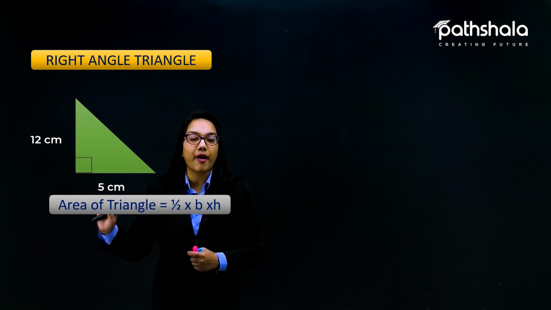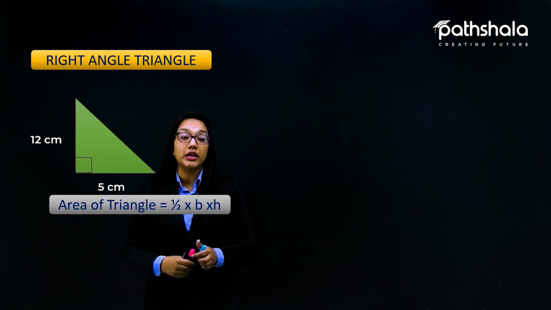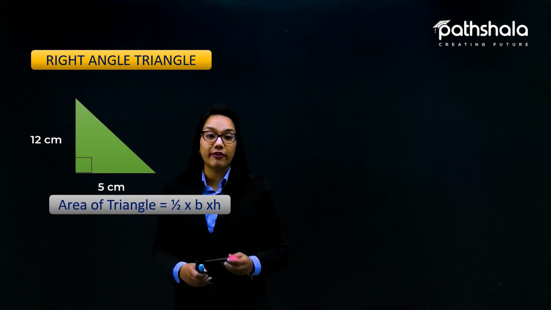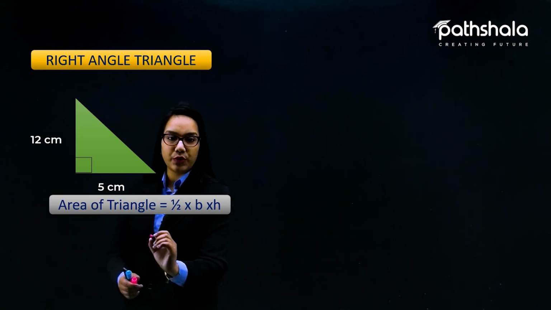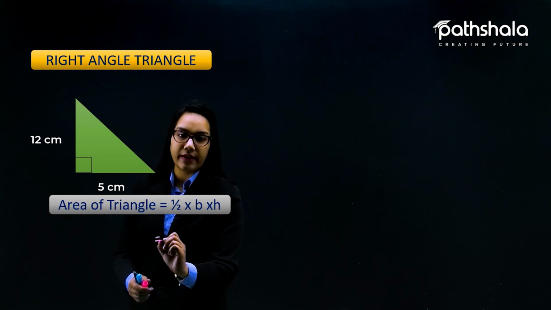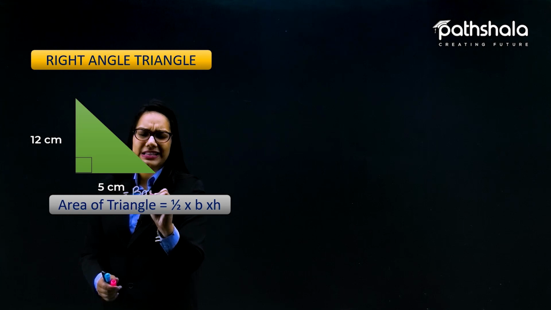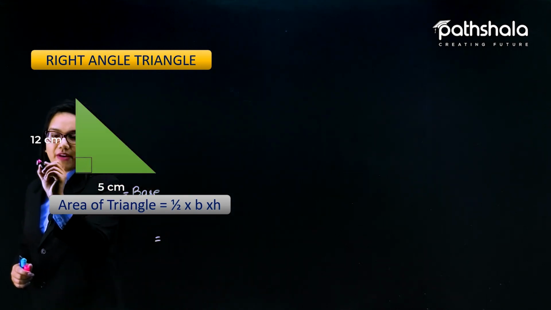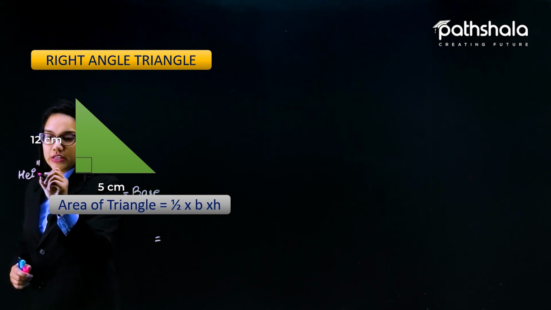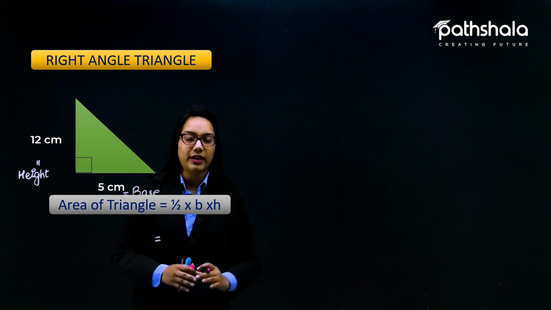So let us suppose I'm taking the base as 5 centimeter and the height as 12 centimeter. Let's substitute in this formula and find out the area. I'm considering this as the base, and you can consider it as the height as well. Let's substitute the values in this formula in order to find out the area.